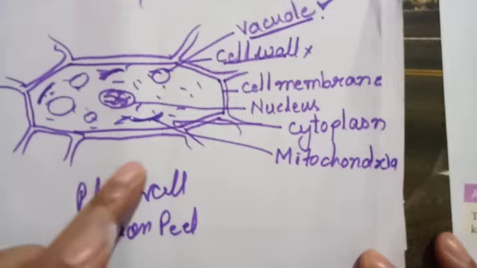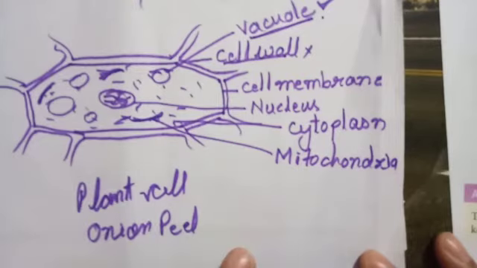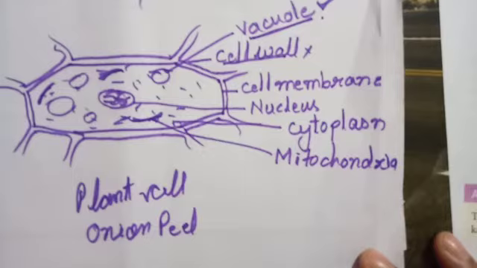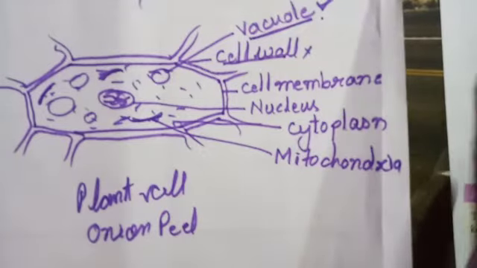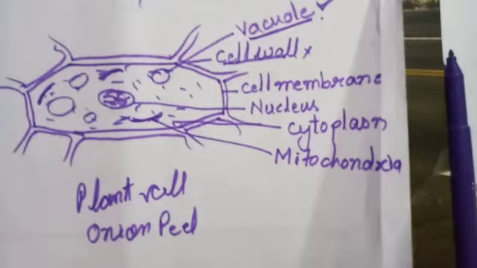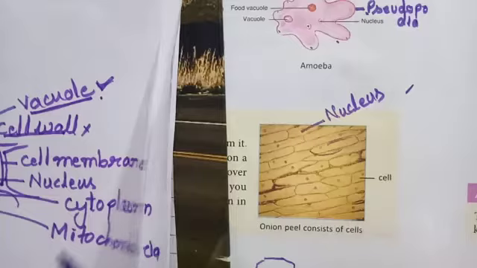Anybody? You will draw this diagram on a white sheet in your copy, and I will provide you the homework. You will do the homework in your copy, and you have to draw some pictures, amoeba and the plant cell, in your copy, and you will define unicellular and multicellular organism. Is it clear? Any problem?